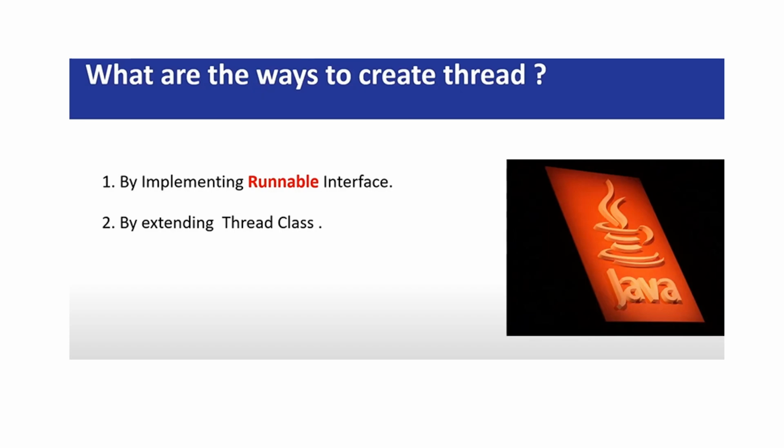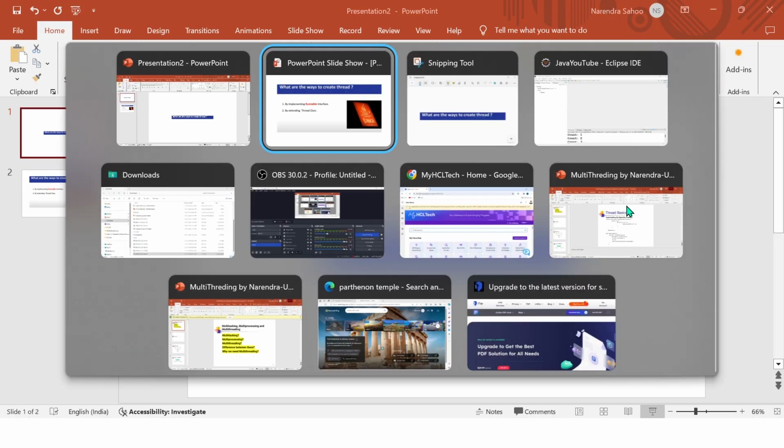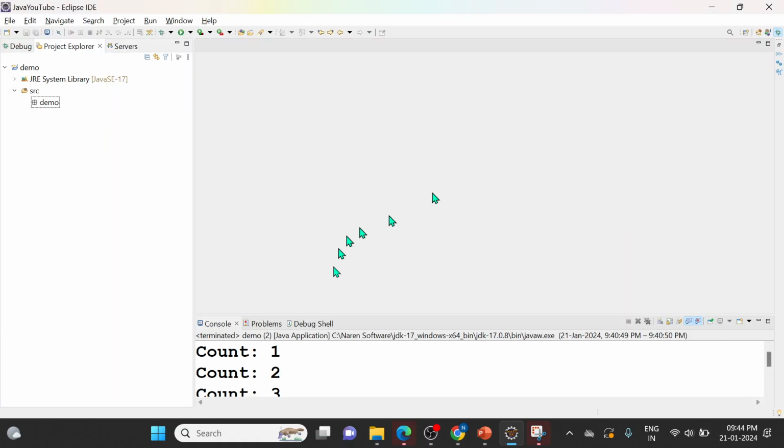So we have two ways to create a thread. By extending the Thread class you can create a thread, otherwise by implementing the Runnable interface. Thread is a class and Runnable is an interface. They gave these two, a class and an interface, to create the thread.